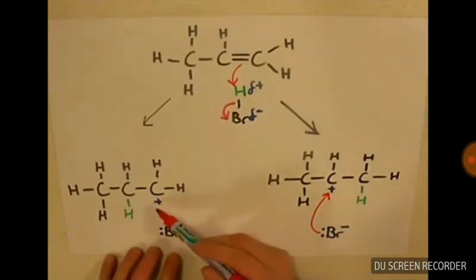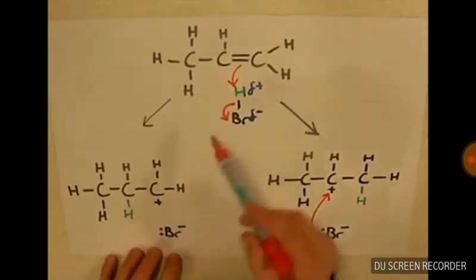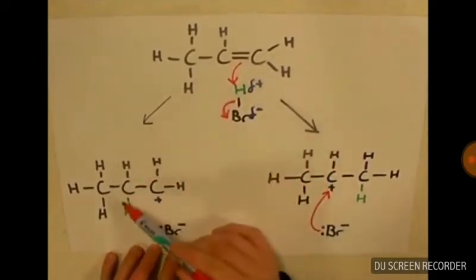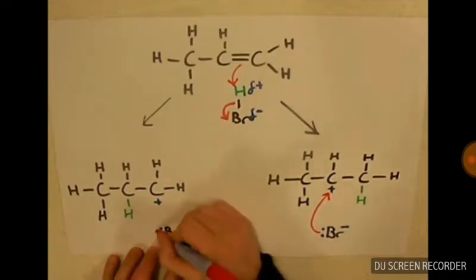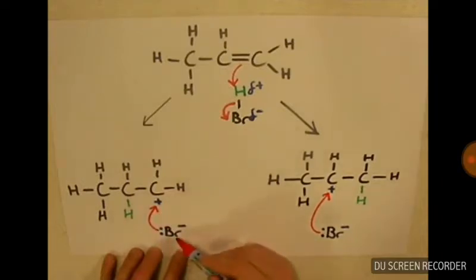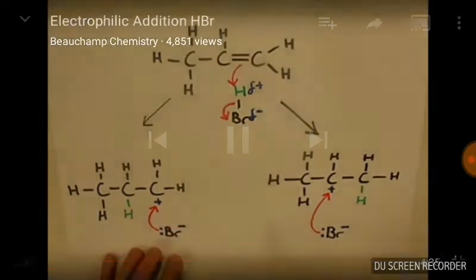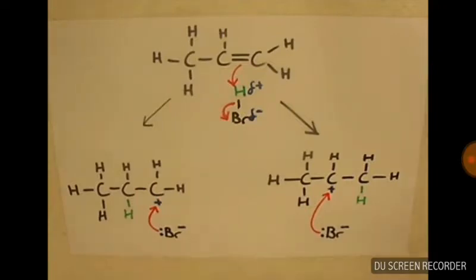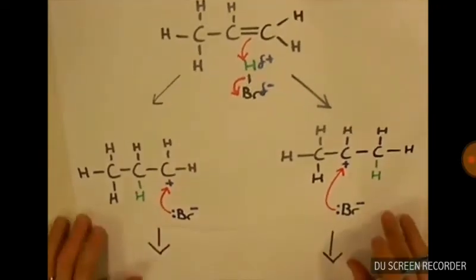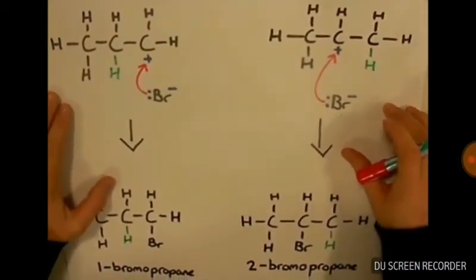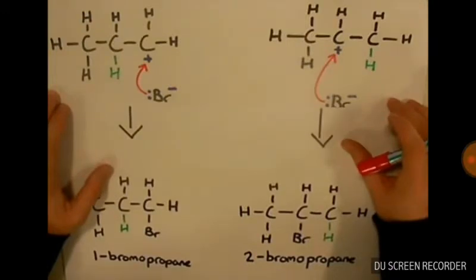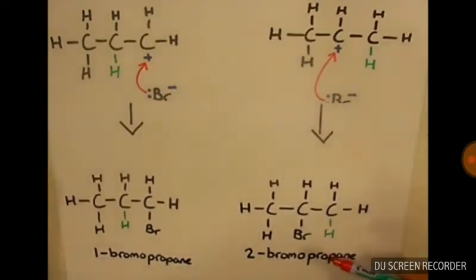If we have a look at this one here, the hydrogen has added to the middle carbon in this stage of the reaction, and as a result, the positive charge on the carbocation is on the right-hand carbon. Again, the arrow needs to start from the lone pair of electrons, so when we add this bromide anion, it adds on to the end of the carbon chain. If we follow through and have a look at the products of this reaction, we end up with two completely different products. We end up with 2-bromopropane over here and 1-bromopropane over here.